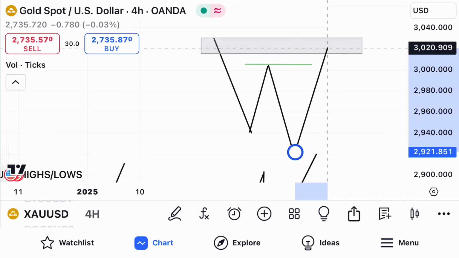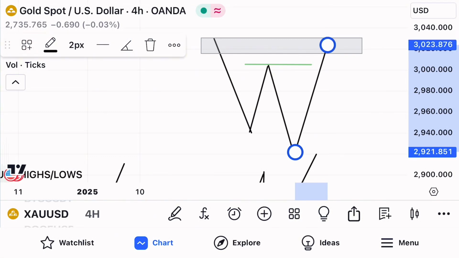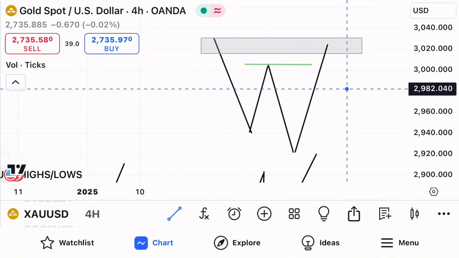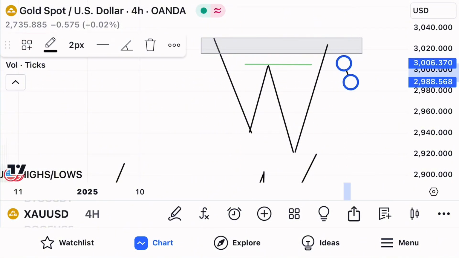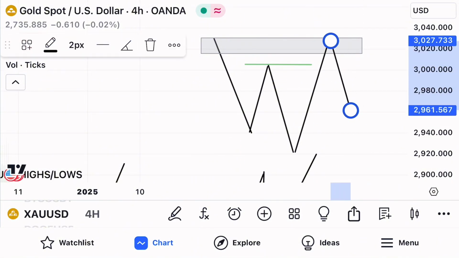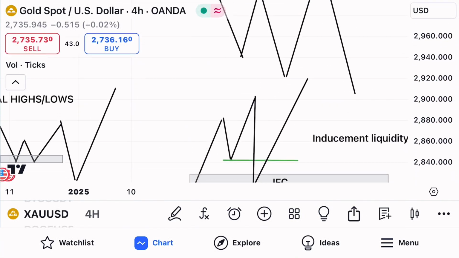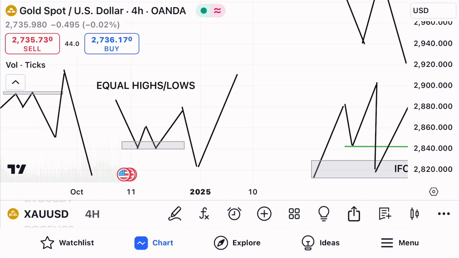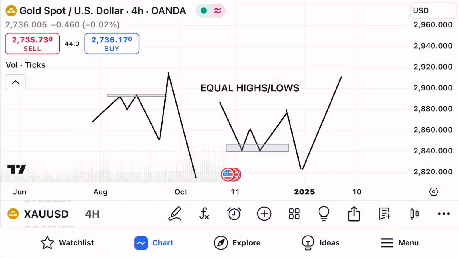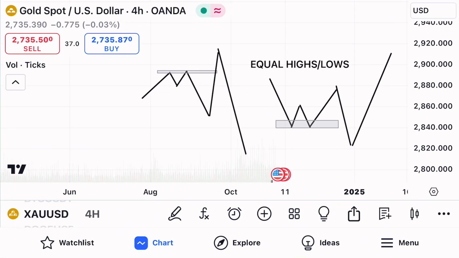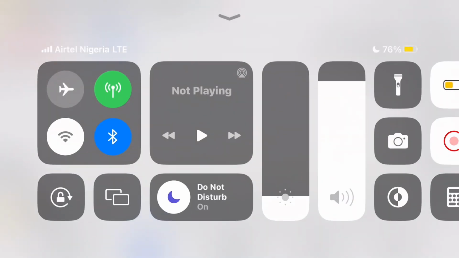People started selling because they saw this trend going down. So no matter how far the market goes, it will still come back to sweep. That's what happened. Market came back, took out the stop loss that was resting below this brief moment of selling before going all the way down. So this is what we can call buy side liquidity or inducement liquidity. We have equal highs and lows. We have inducement liquidity.